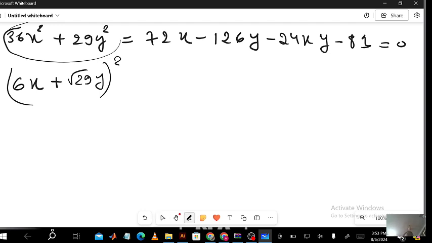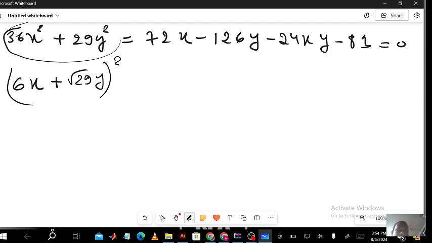If I develop this one, it's going to be 6x squared, so I will have 36x squared. Now if I multiply this one, the square root squared is going to be 29, and y times y is y squared. So I'll have 29y squared. Now here, these two multiplied by this one, I'm going to subtract here.